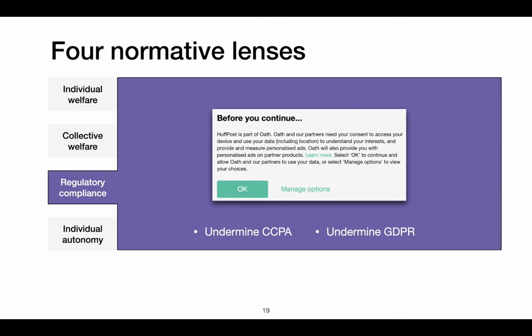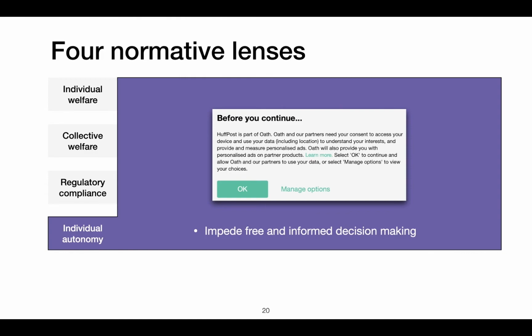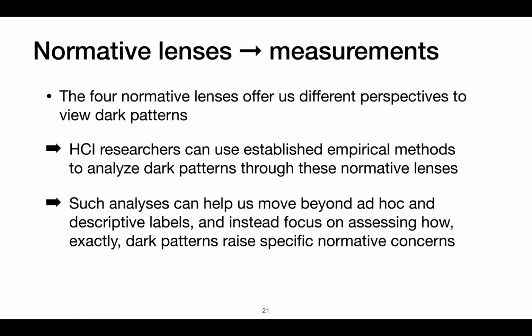Under the regulatory compliance lens, we might consider the user interface a dark pattern because it frustrates or violates the purposes of the GDPR. Finally, under the individual autonomy lens, we might consider the user interface a dark pattern because users may be unaware of the choices that are available to them, thus depriving them of autonomy in their decision making. So these normative lenses offer us different perspectives to view dark patterns. We argue that HCI researchers can use well-established empirical methods to analyze dark patterns through these normative lenses. Such an analysis can help us move beyond the ad hoc and descriptive labels that we currently have for dark patterns and instead focus on assessing how dark patterns raise specific normative concerns.